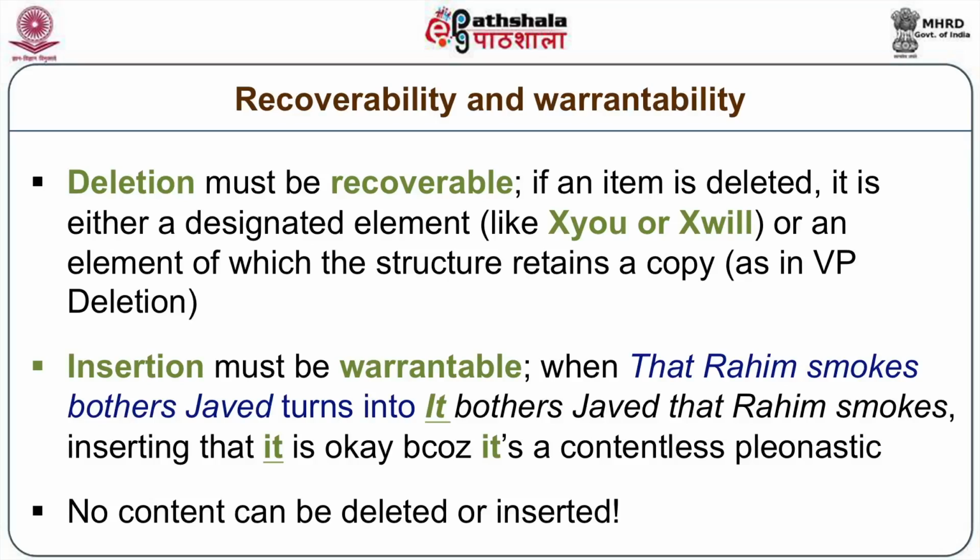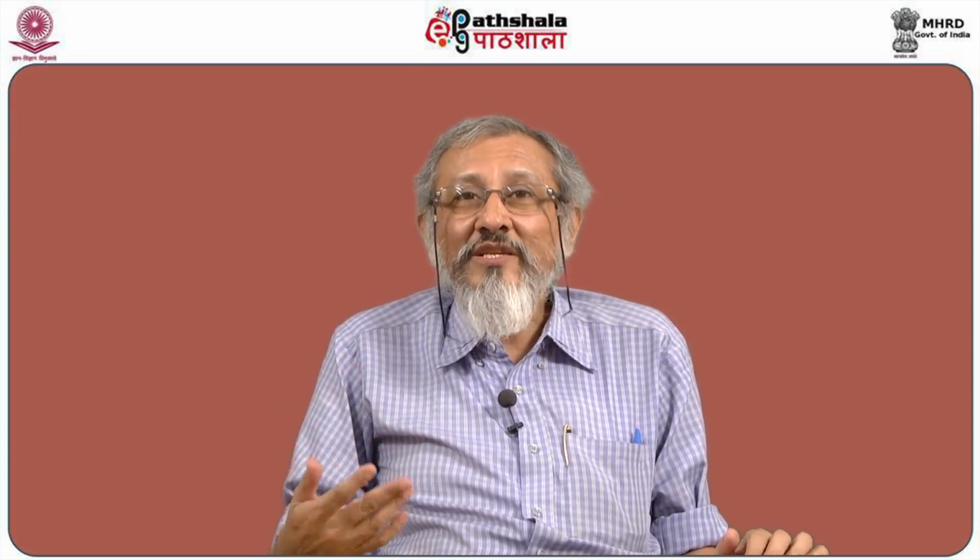Suppose you take a clause that Rahim smokes and move it to the right from the sentence that Rahim smokes bothers Javed. The result of extraposing that Rahim smokes in that sentence is the surface structure, it bothers Javed that Rahim smokes. What is that it doing there? It is what is called a pleonastic subject or an expletive subject. These are fancy ways of saying it is meaningless, it is a dummy. Insertion follows the same principle as recoverability of deletion. It doesn't have a name, you can call it warrantability of insertion.